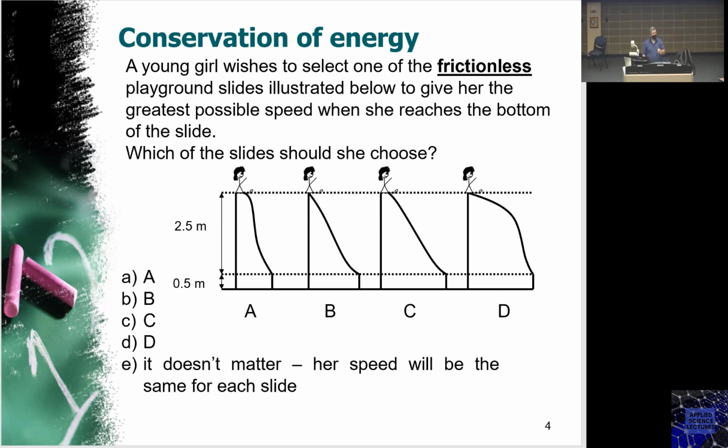And then right at the bottom, she's reaching the same level, which means that the gravitational potential energy is the same at all those positions right at the bottom of the slide, which basically makes the kinetic energy also equal. So if the kinetic energy is equal for all of those, this means that the speed is also equal. So the answer is E, it does not matter.